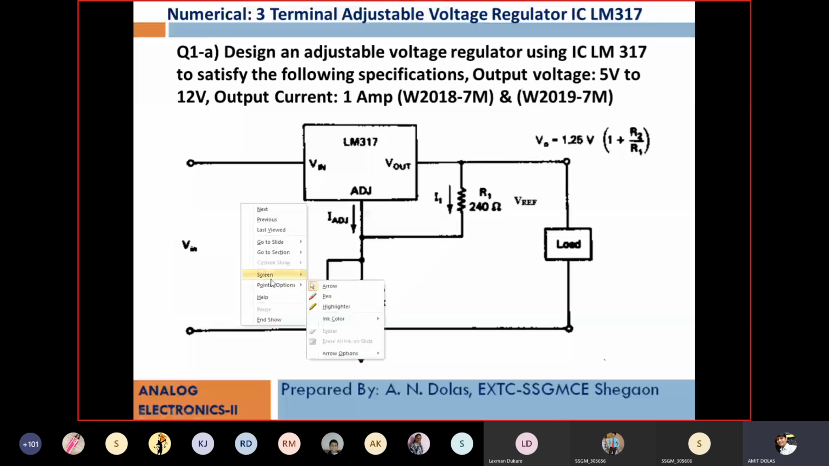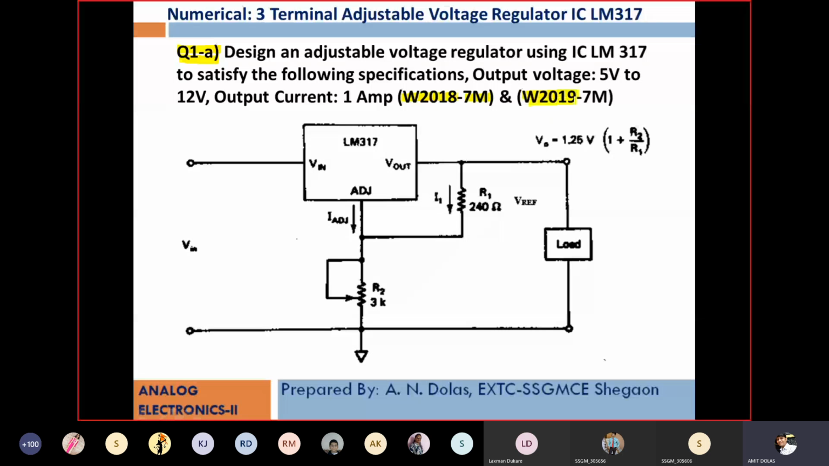Then quickly the numerical on LM317. These are very easy topics, 78, 79 and LM317. I started from that. Later on, the transistorized voltage regulator will be somewhat difficult. So here, question 1A, as it was asked in winter 2018 for 17 marks, and winter 2019 for 7 marks.